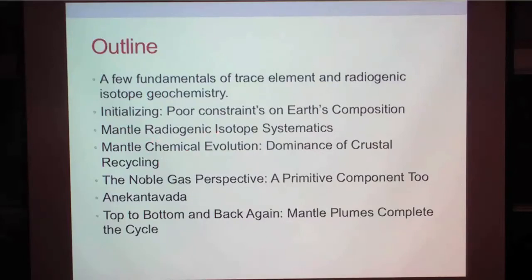We'll talk about mantle radiogenic isotope systematics, chemical evolution of the mantle. We'll conclude the dominant process is crustal recycling. We'll look at the noble gas perspective, which tells us there's some kind of primitive component down there as well. And then this business of Anacanavada, which Barbara mentioned in her opening remarks. And finally, top to bottom and back again, how mantle plumes complete the cycle.